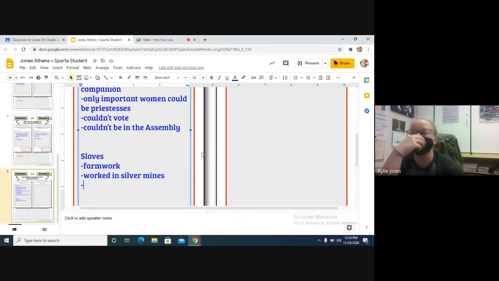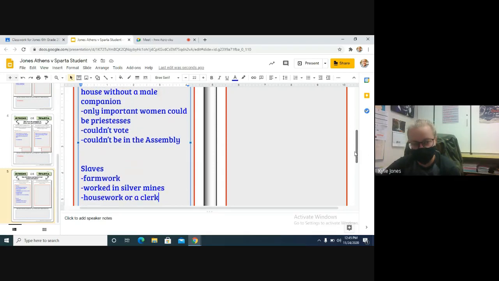What else do we know about the slaves? Anything else? Oh, some of them did housework instead, yep. Or they were a clerk. Housework or a clerk at a store or an office. So there's some stuff about the slaves as well. So I'll give you another couple of minutes to write complete sentences about that.